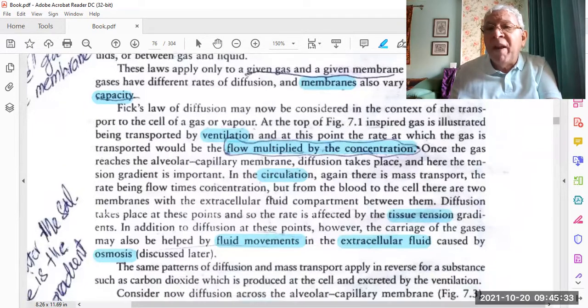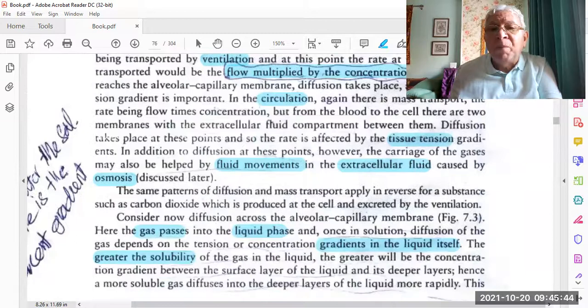Whenever I have a flow of gas and I want to discuss its diffusion, I must multiply the amount by its concentration to get the proper meaning of the diffusion of this amount of gas.